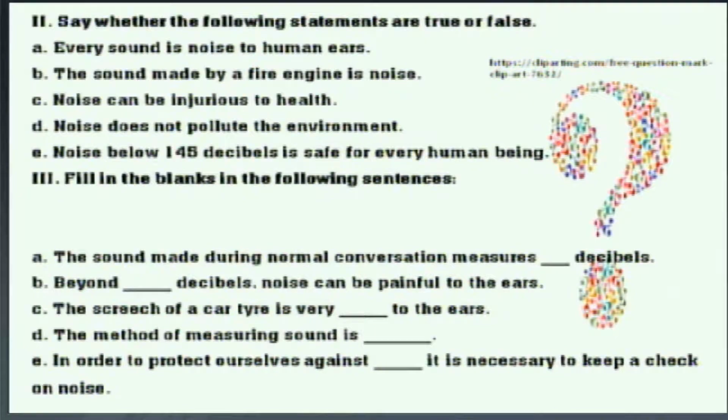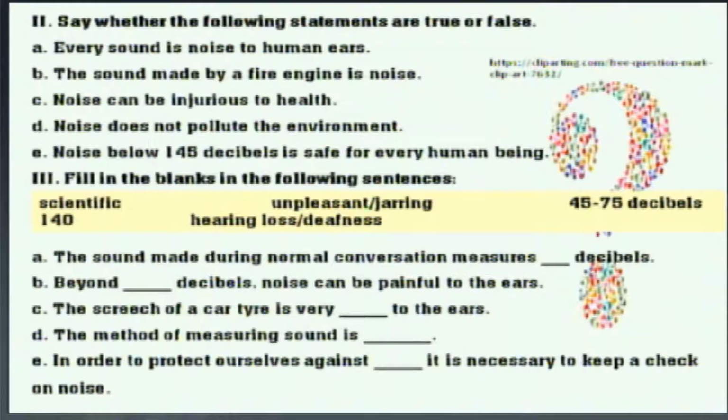Fill in the blanks in the following sentences. So, here you have the options. The sound made during normal conversation measures 45 to 75 decibels. Beyond 140 decibels noise can be painful to hear, yes. So this means that noise below 145 being safe for the human ear is wrong. So noise below 140 decibels is safe for every human ear.